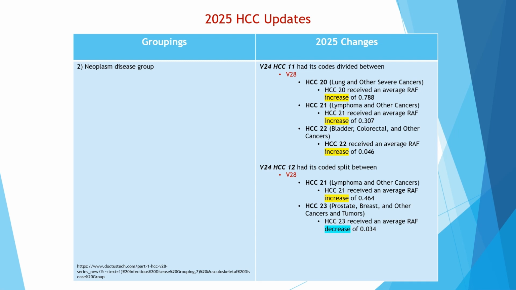HCC 21, lymphoma and other cancers, received an average RAF increase of 0.464. HCC 23, prostate, breast, and other cancers and tumors, received an average RAF decrease of 0.034.